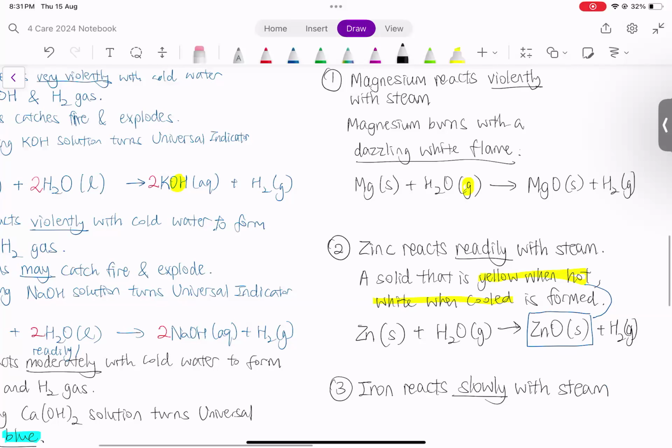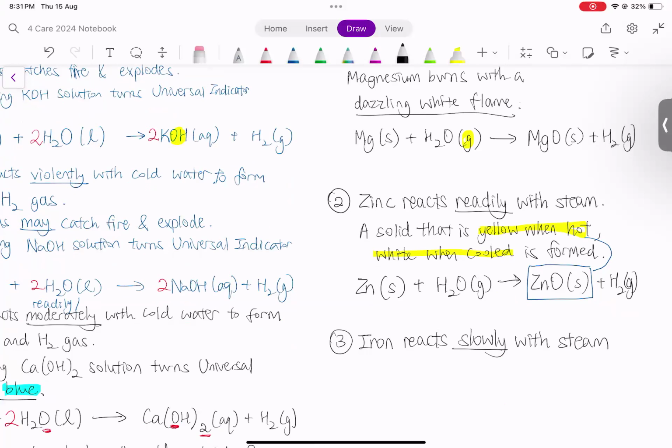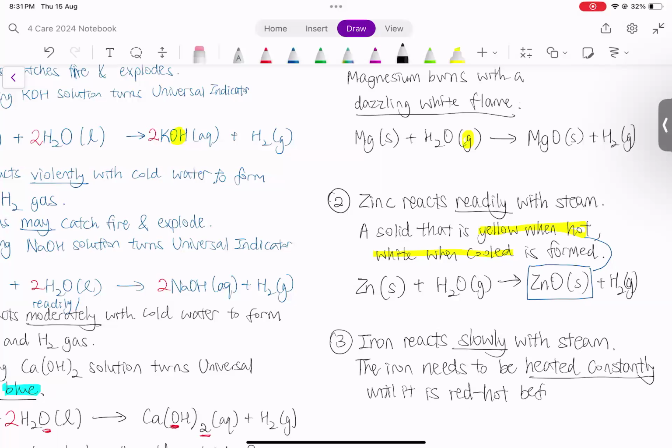All right. Now, how slow is slow? The iron needs to be heated constantly until it is red hot before it can react. So this tells you that, hey, iron must be really, really less reactive than zinc.